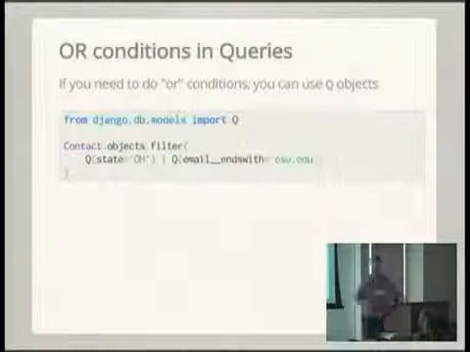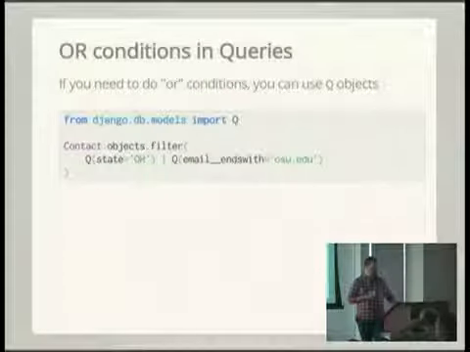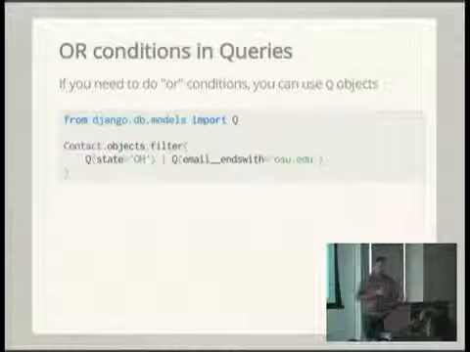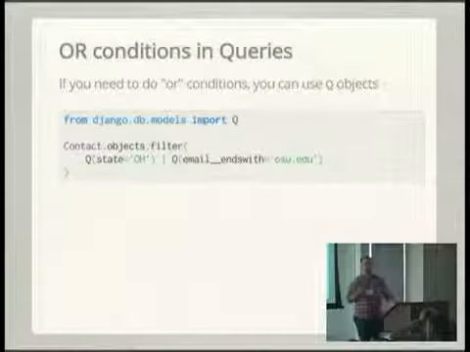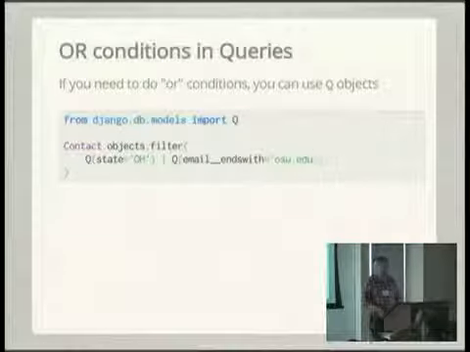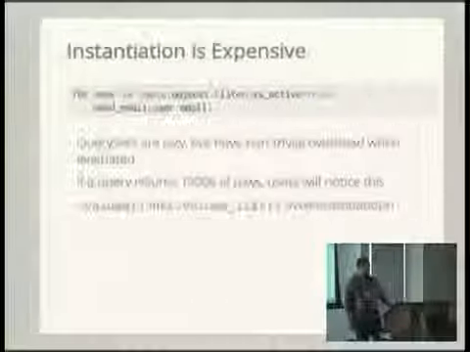There is this thing called a Q object where you can do ORs. And you see they look pretty similar to the previous example, where I'm saying either the state is Ohio or the email ends with osu.edu. You can actually pass those in for ANDs as well if you want to use them everywhere for consistency. You don't have to. So let's talk about some performance things.